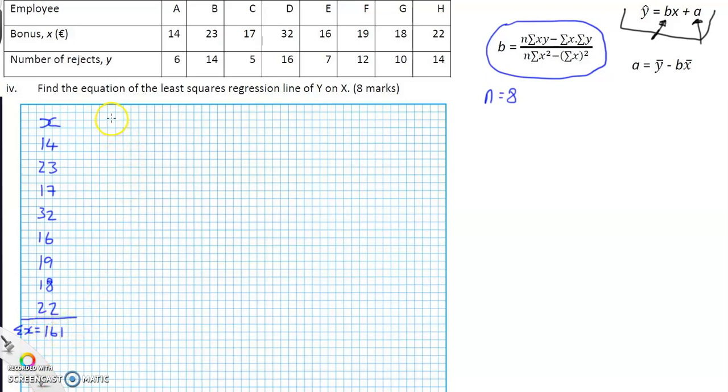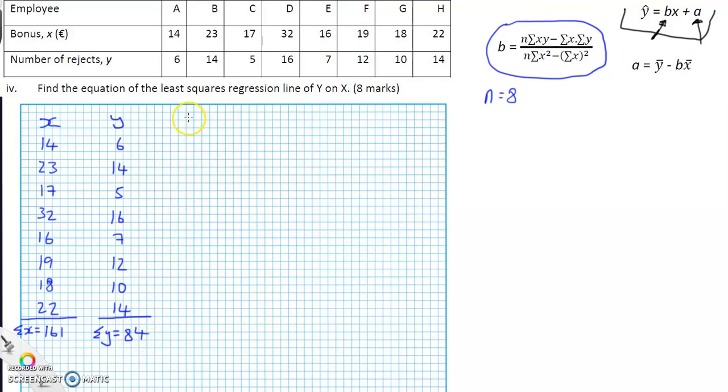Then we're going to do the same with the y. Our y values are 6, 14, 5, 16, 7, 12, 10, and 14. We add them all up to get the sum of the y values. I added up the y values and I got 84.